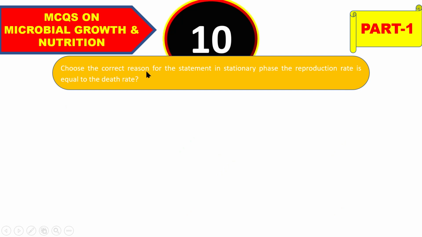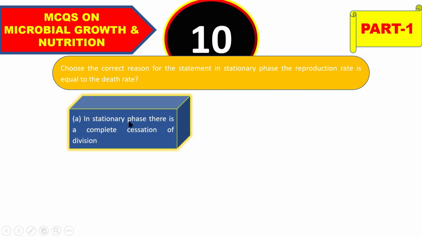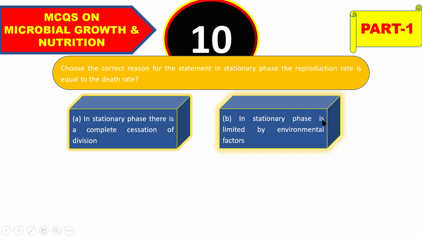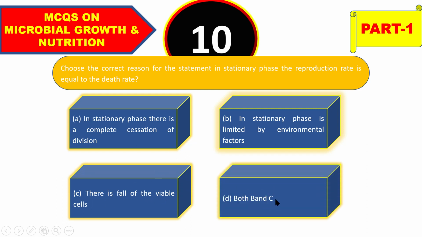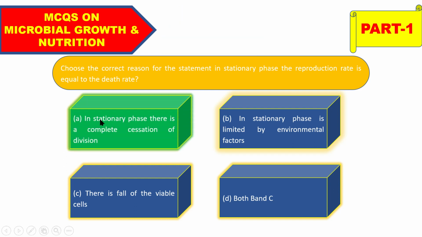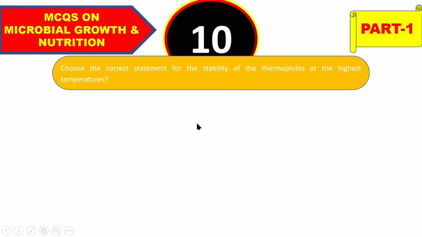So next, choose the correct reason for the statement in stationary phase the reproduction rate is equal to the death rate. So the options are in stationary phase there is a complete cessation of division. Next, in stationary phase growth is limited by environmental factors. There is a fall of the viable cells, or both B and C. And the right answer about the stationary phase is that in stationary phase there is a complete cessation of division. Okay, so move on to the next.